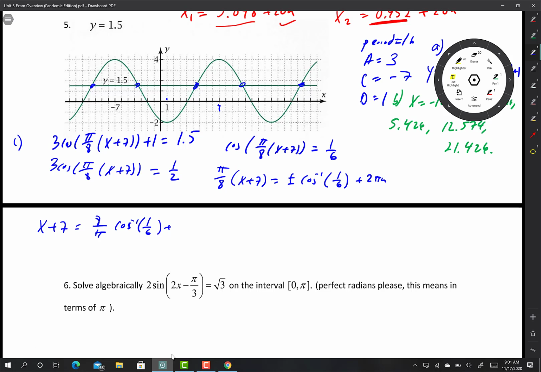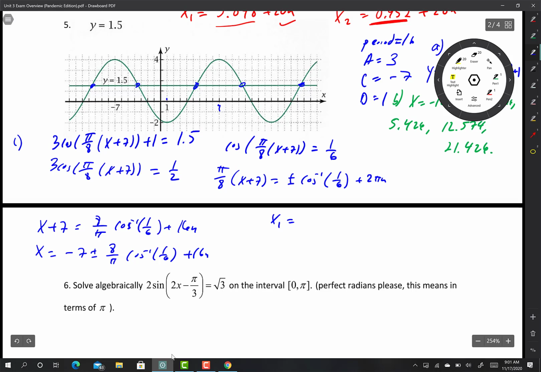So 2 pi times 8 over pi, the pi's cancel out and you're going to get 16n. And that 16 should be the period, and it works. And then finally move the 7. So -7 plus minus 8 over pi, arc cosine of 1/6 plus 16n.